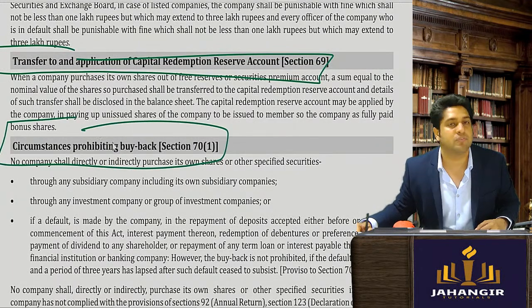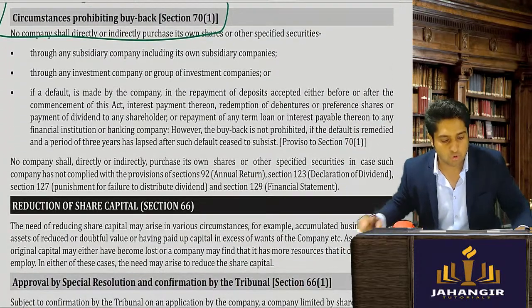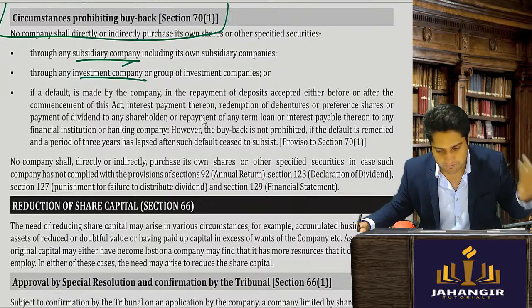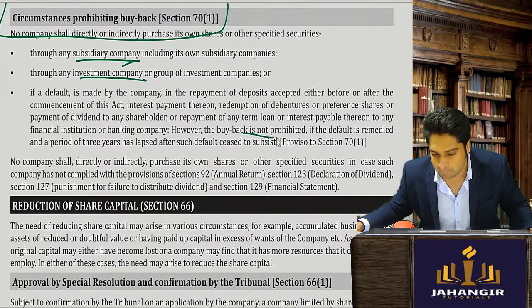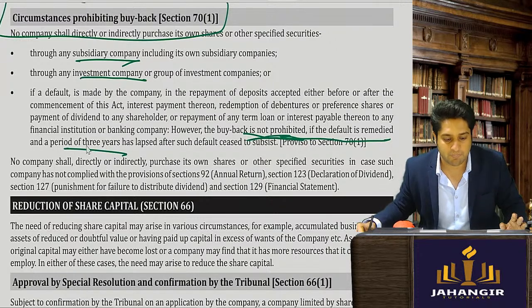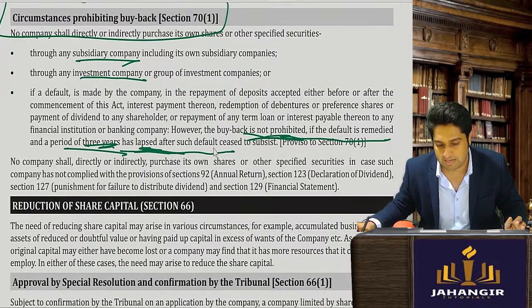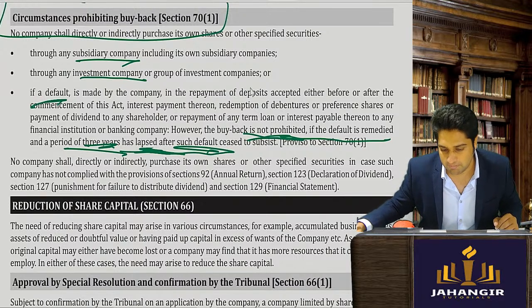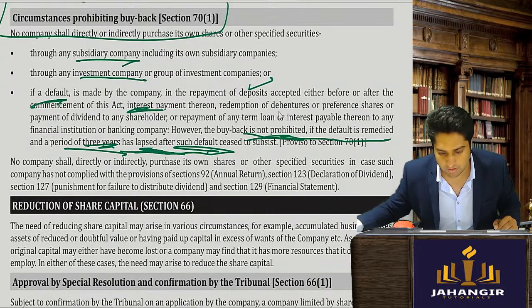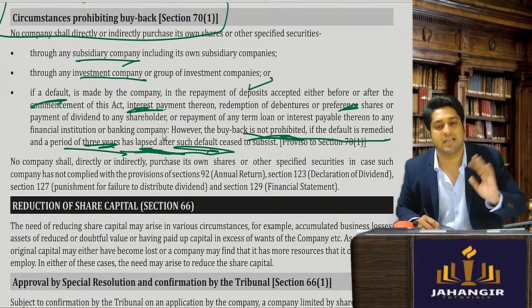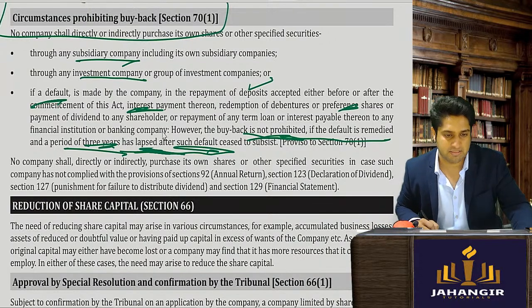Prohibition of buyback. So buyback cannot be done through a subsidiary, through an investment company, or if a default is subsisting. However, the buyback is not prohibited if the default has been rectified and a period of 3 years has lapsed from the date of the default. So if a default is there in repayment of deposit, or any interest thereon, or on any preference shares, then they cannot do a buyback unless they rectify it and 3 years have passed.